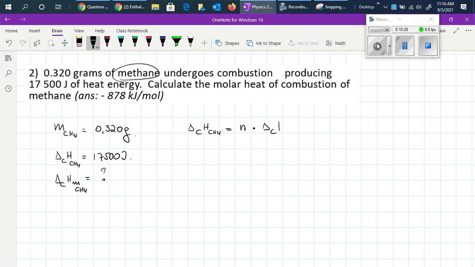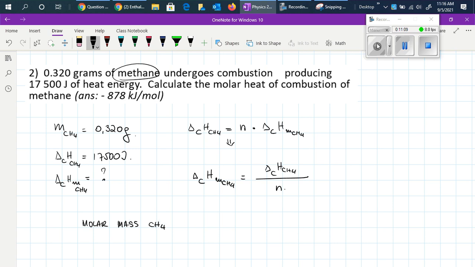In this case, this is why I'm writing C for combustion. So from here, the molar heat of combustion for methane will be the total heat of combustion divided by the number of moles of methane. This formula dictates that the very first step is to convert grams into moles.